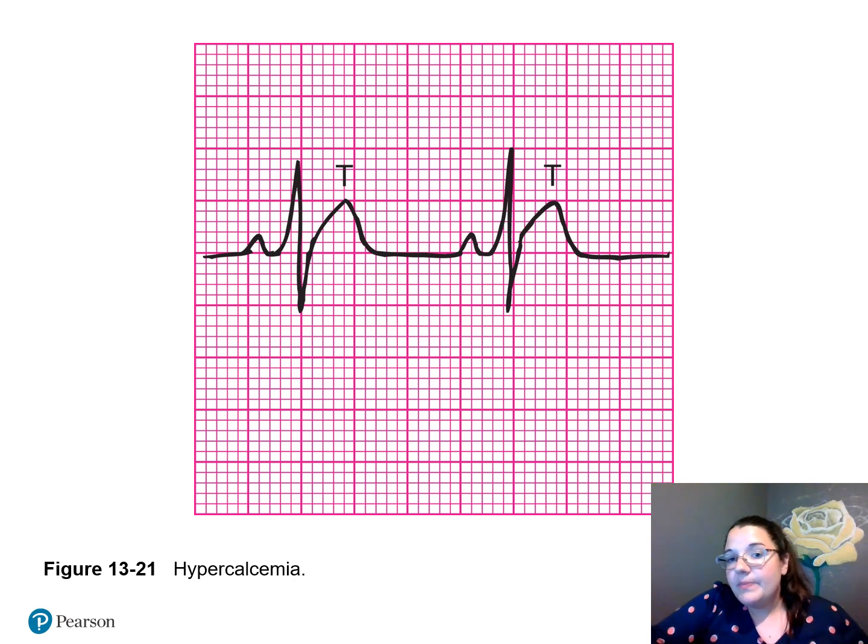So notice my ST segment, very short now compared to the potassium, right? It's sagged for the potassium. Now it's become very short. For digitalis, it's sagged. Now it's become very short and almost on top of my QRS, meaning I have too much calcium.